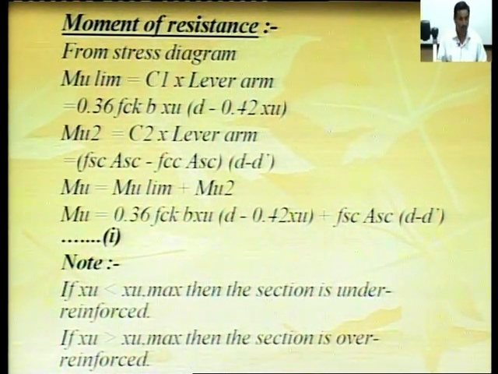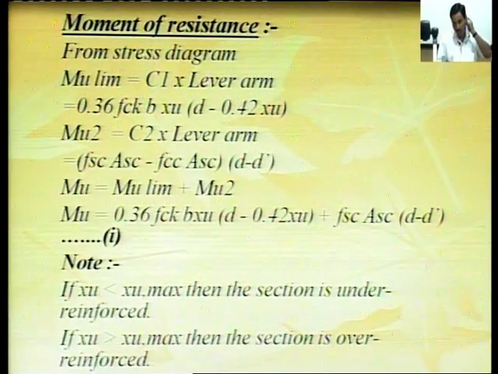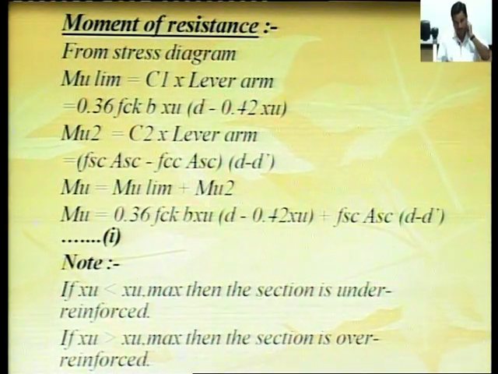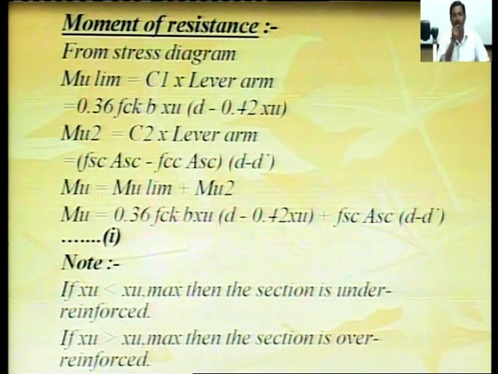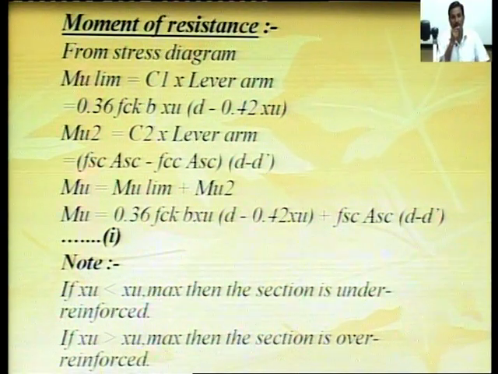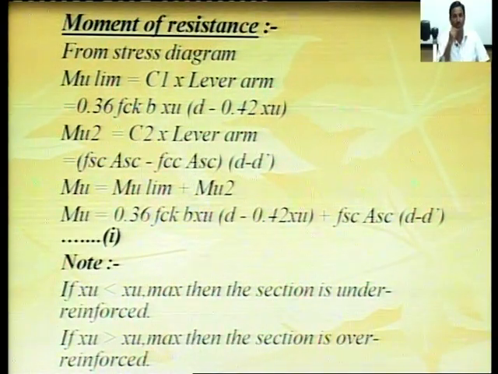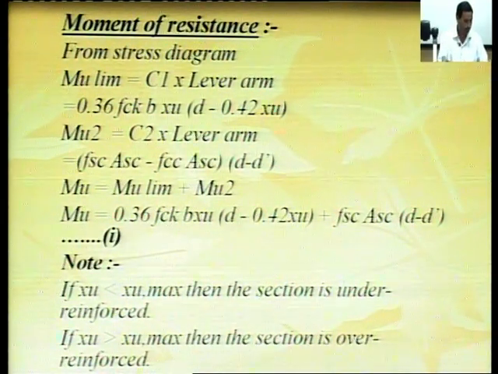The formula for moment of resistance used in this case is 0.87 Fy Ast into (d minus 0.42 xu).